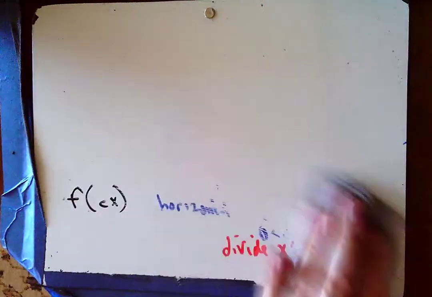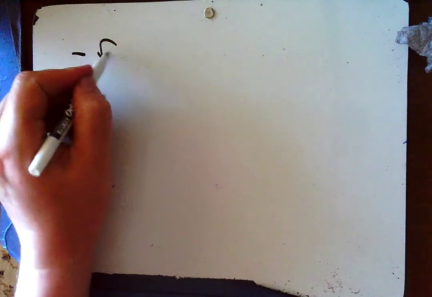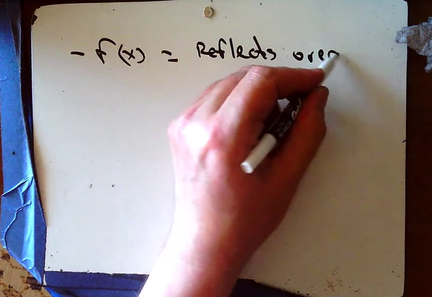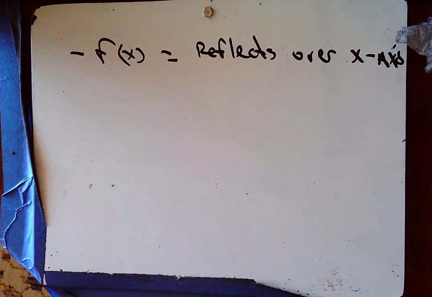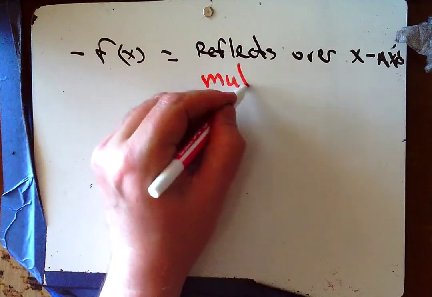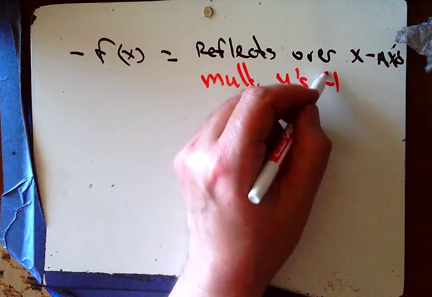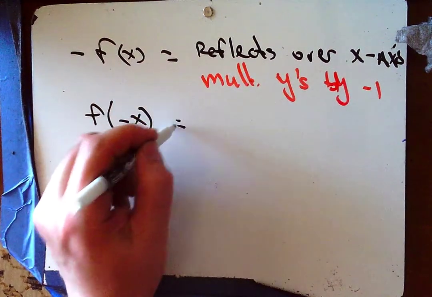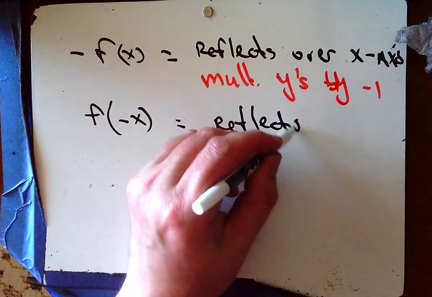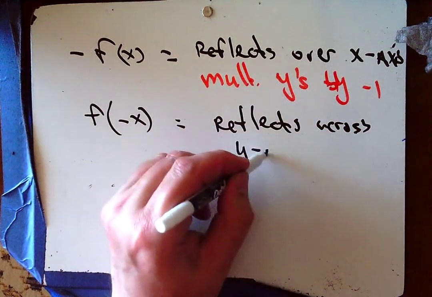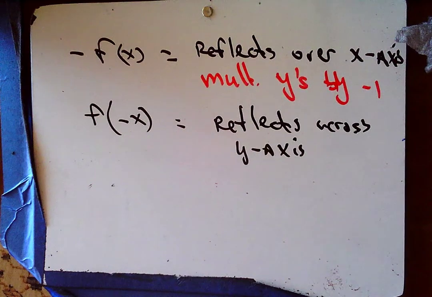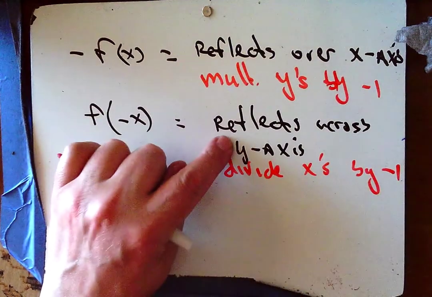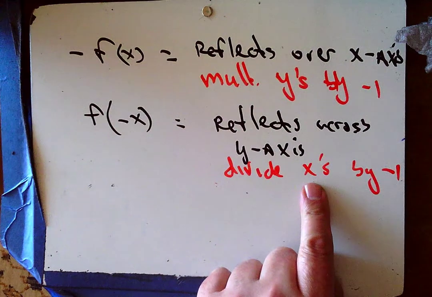For those, don't forget the reflection ones as well. Negative f of x, that reflects over the x-axis. I know that I'm supposed to multiply y's by negative 1. And if I have f of negative x, that reflects across the y-axis. And so I'm going to divide x's by negative 1. Look, I know I'm going across the y-axis. In order to do that, I have to do something to the x's.